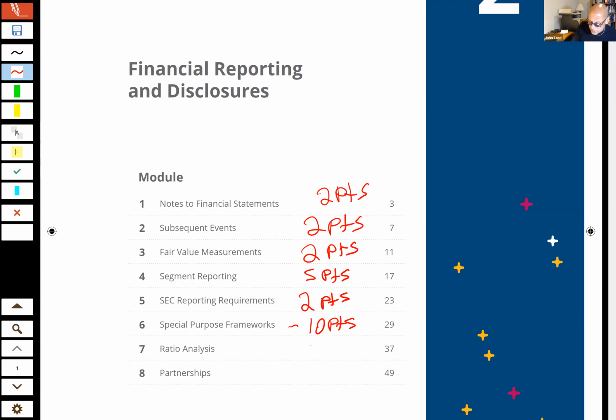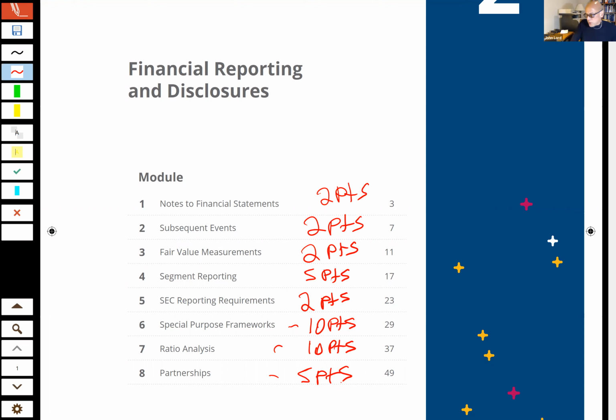Ratio analysis, I'm going to put 10 points, and I'll explain a little bit more about that before we get out tonight. Partnerships, and I don't know why there's been this rumor that partnerships is no longer on the CPA exam. I don't know where that came from. The CPA exam will test you on partnerships, and we really won't get to that until next time.